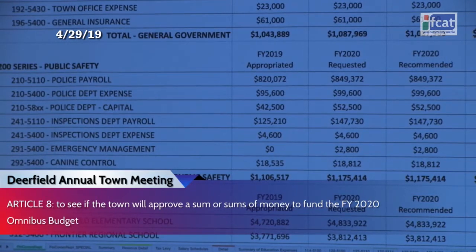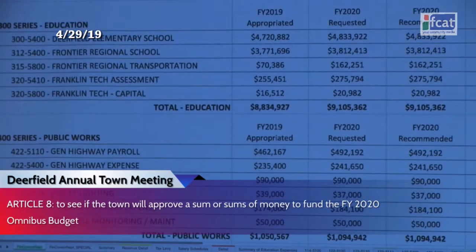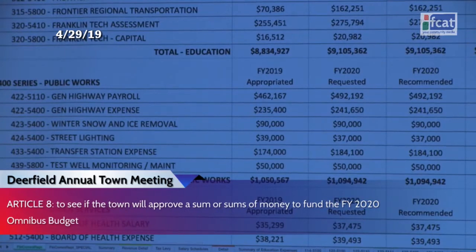Canine Control, $18,812. Deerfield Elementary School, $4,833,922. Frontier Regional School, $3,812,413. Frontier Regional Transportation, $162,251. We have a hold on Frontier Regional Transportation. Franklin Technical School Assessment, $275,794. Franklin Technical School Capital, $20,982. General Highway Payroll, $492,192. General Highway Expense, $241,650. Winter snow and ice removal, $90,000.